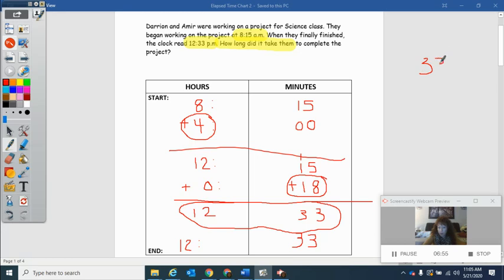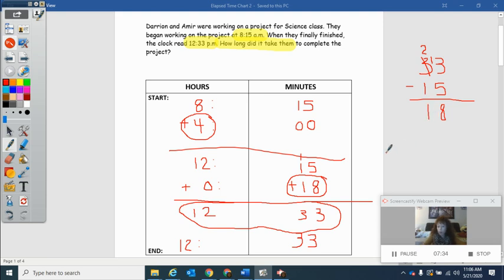So I need to find out the difference between 33 and 15. So I can subtract 33 minus 15 to find the difference. I cannot do 3 minus 5, so I'm going to borrow from the 3 and make that a 2. Make this 13. 13 minus 5 is 8. And then 2 minus 1 is 1.